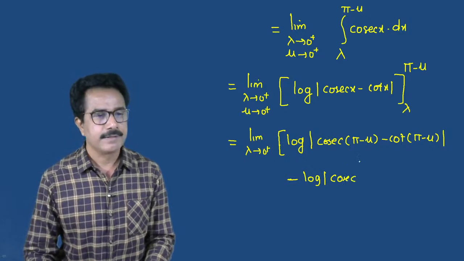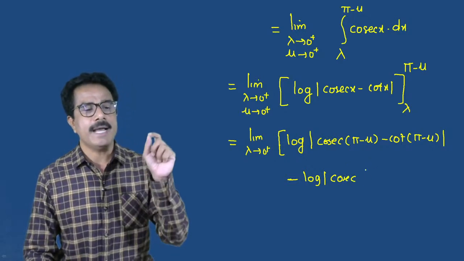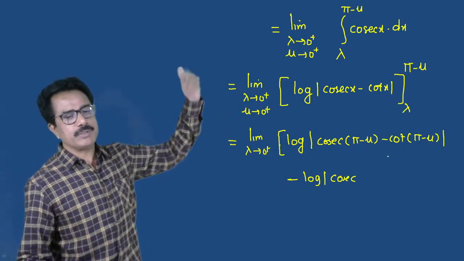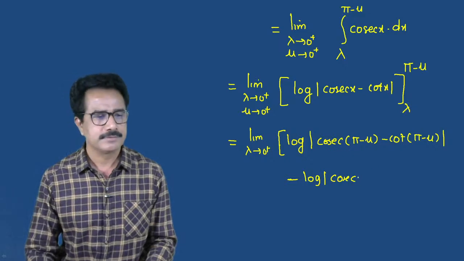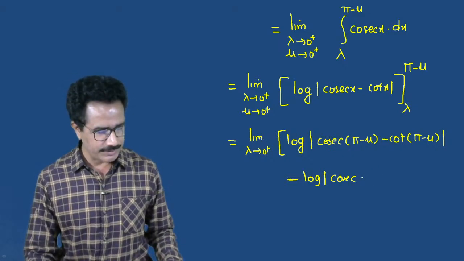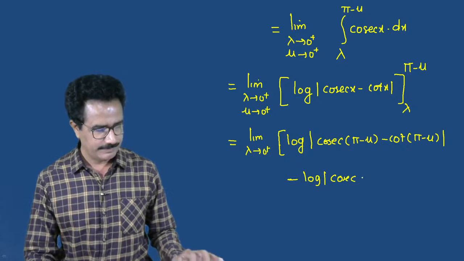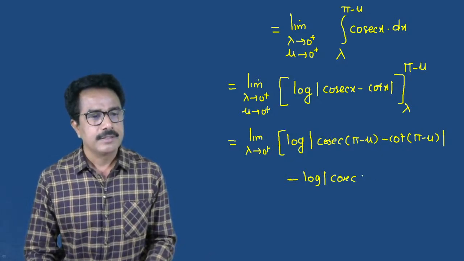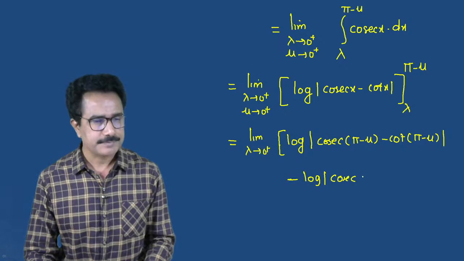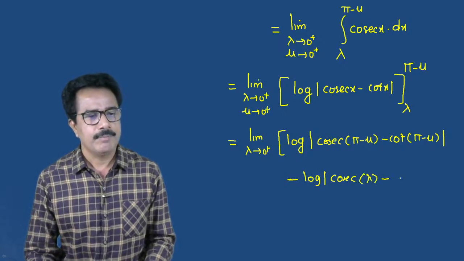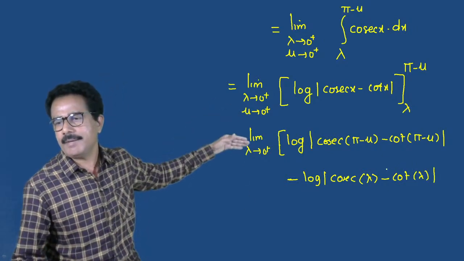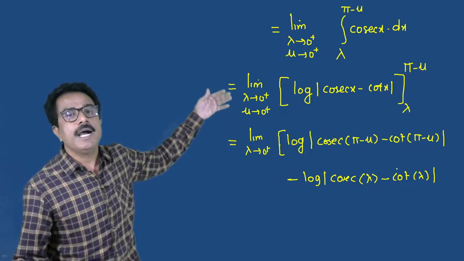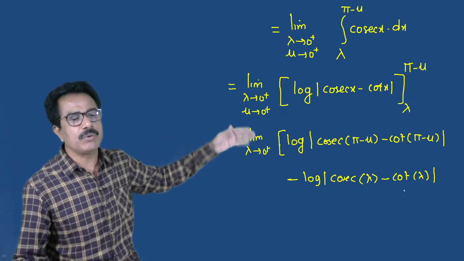cosec, what is that? We put the upper limit as pi minus mu. Now put the cot of pi minus mu. Now the lower limit is lambda, minus cot of lambda. So we can write the upper limit and lower limit. So we have to remove this.